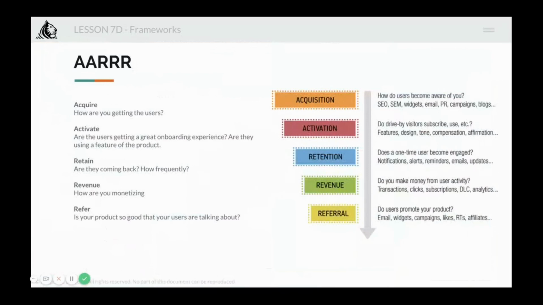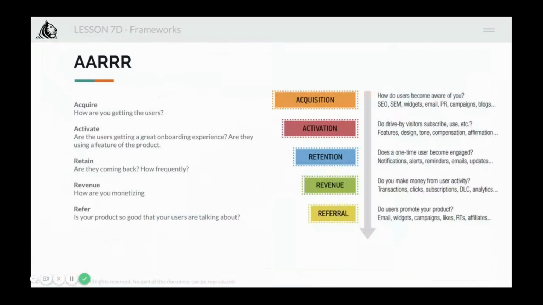Another very popular framework, which is AARRR, is known as Pirate Metrics and was proposed by Dave McClure of 500 Startups. So Pirate Metrics and the HEART framework, you essentially have the same message. Okay, let's understand what the AARRR framework is all about. And there's a link in the speaker notes where you can read a little more about Pirate Metrics.